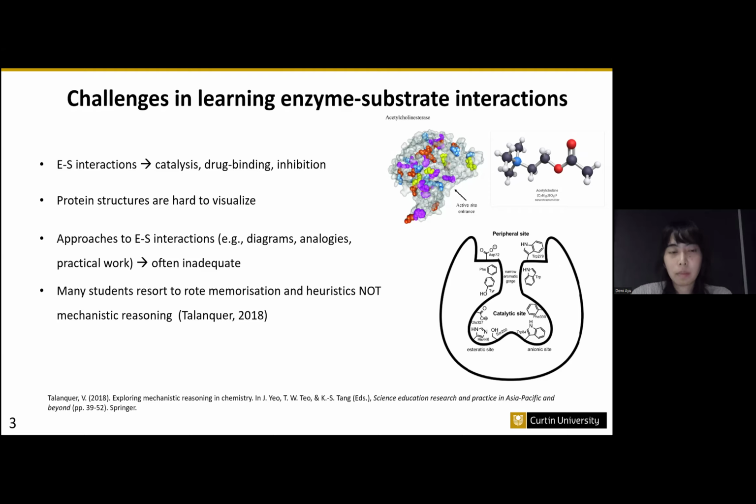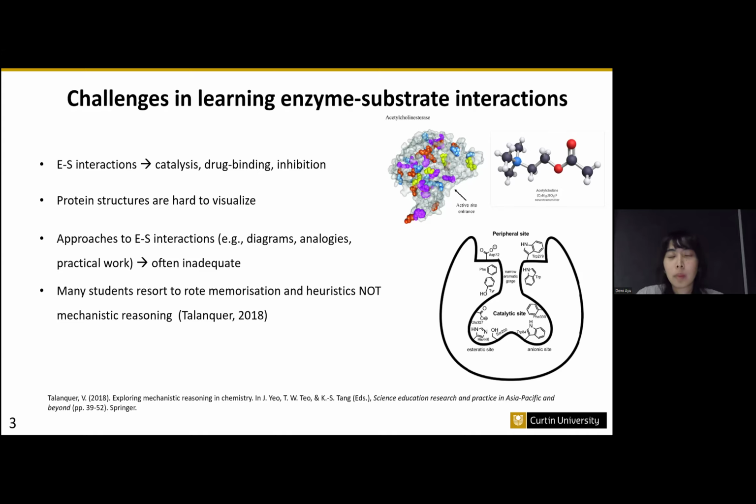We have a few structures. When you look at the diagram, it is really hard to appreciate the complexity of this kind of structure. You look at the different amino acid residues. It may be trivial for a chemist who is experienced, but for students, they find it really hard to understand the scale, the depth, and the 3D nature of this kind of structure.